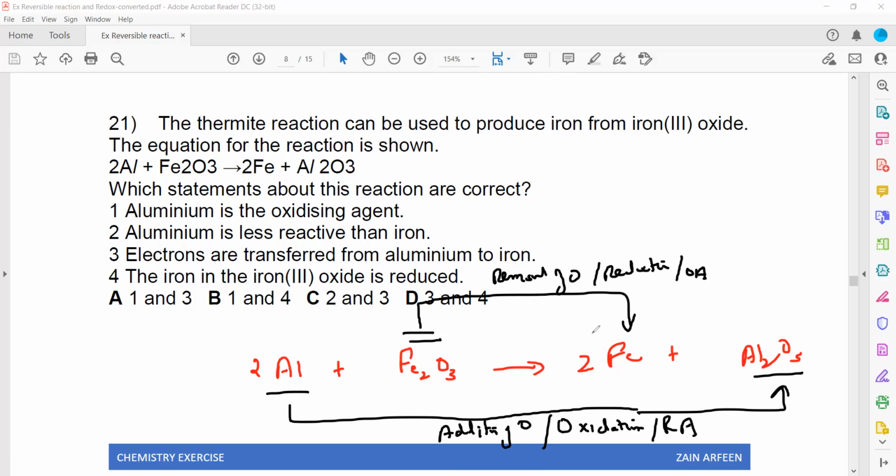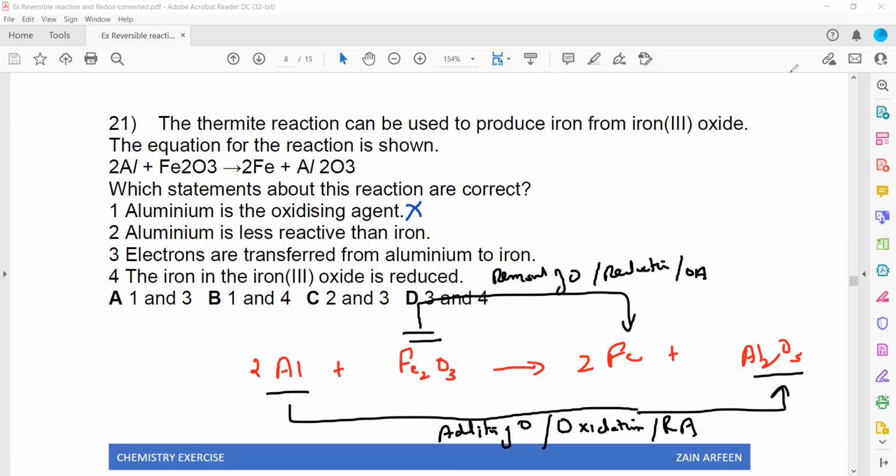So the question is, which statements about the reaction is correct? When we check the statement, aluminum is oxidizing agent. Aluminum is not an oxidizing agent, it is a reducing agent. Aluminum is less reactive than iron.